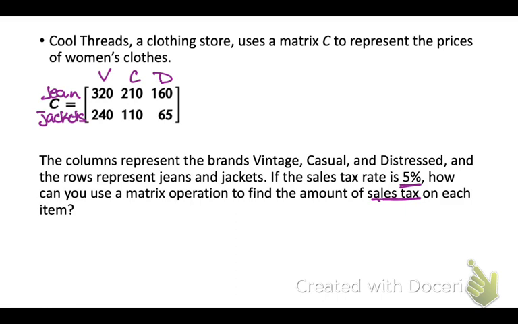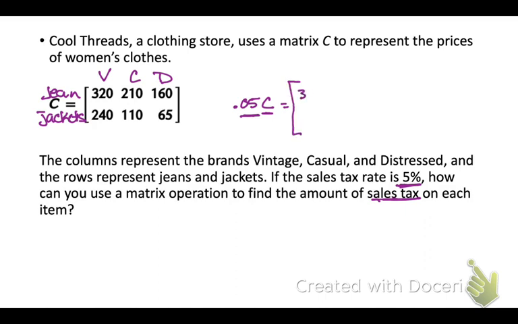If sales tax is 10% of whatever, how do you find how much tax you're going to have to pay? What math do you do? Multiplication, yes? So I'm going to multiply everything in here by 5%, which is 0.05 of matrix C. Okay, so that tells me to multiply everything in matrix C by what? 0.05.